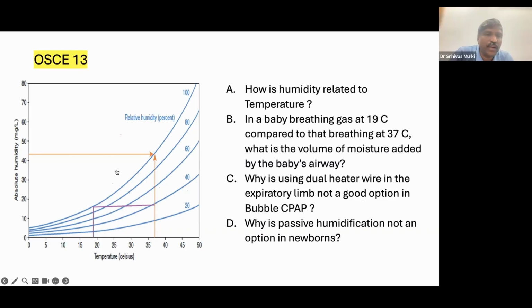Okay. So I think nobody could get it correct except for the dual wire. I think all of you have got it wrong. So you need to read the chapter in Goldsmith on humidification. And also the ventilation book, you can buy a module on the ventilation book and read it also. It also has all these concepts.